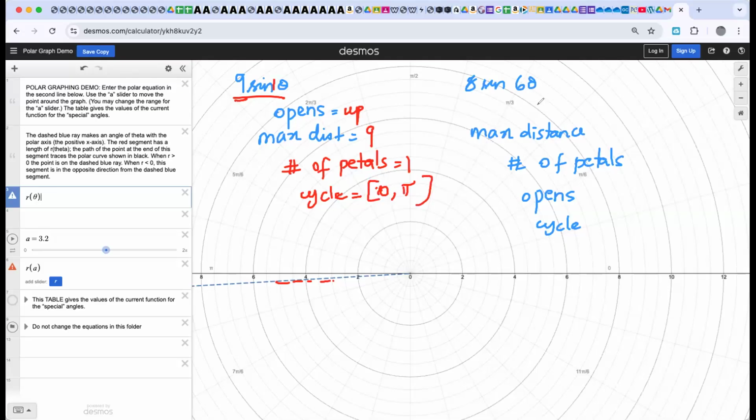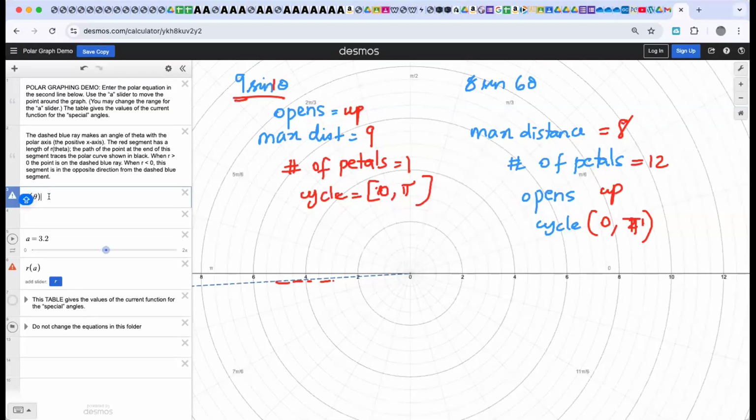Similarly, 8 sine 6 theta, what happens? Wouldn't that also open up? The number of petals? 12. Cycle is definitely the same thing, 0 to pi. Maximum distance from the pole? 8. So let's try 1. I'm not going to try 2 because of lack of time, okay? So let's see 8 sin 6 theta alone.